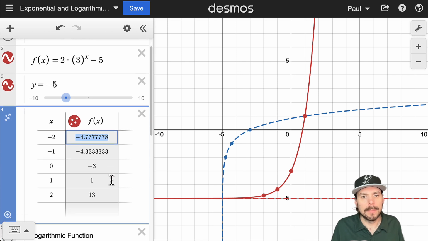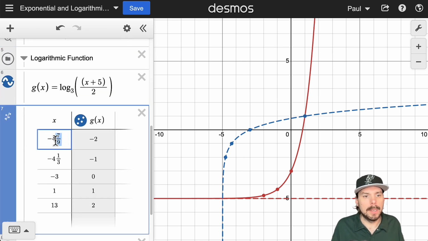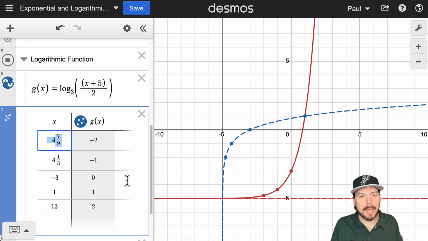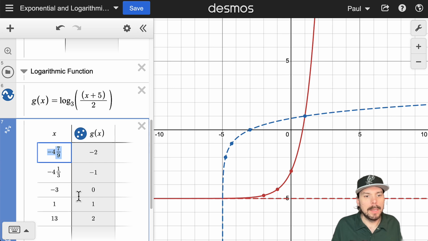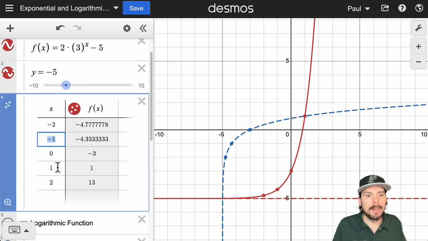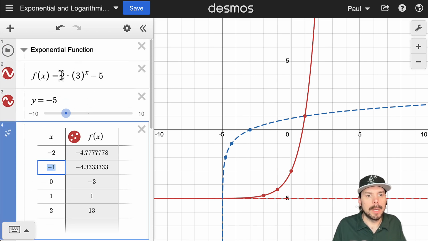So we're finding the inverse and squaring, getting 1/9 times 2 gives us 2/9, and 2/9 minus 5 is -4 7/9. And I'll be able to see that down here. Because these are inverse functions, I'm going to be flipping the x and y, flipping the inputs and outputs to get that mirrored table, really. For -1, we're doing 1/3 times 2. That's 2/3. 2/3 minus 5 is -4 1/3.